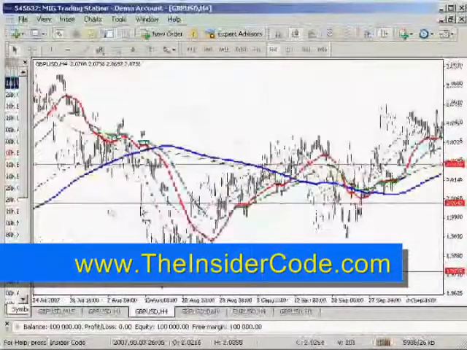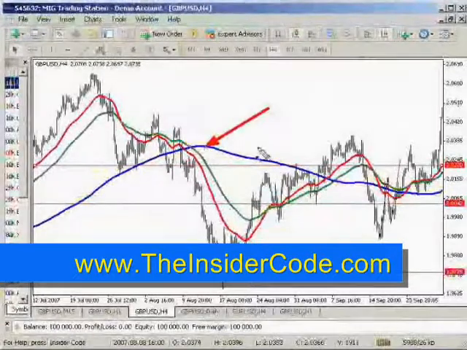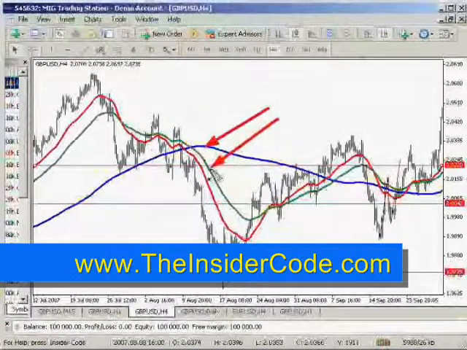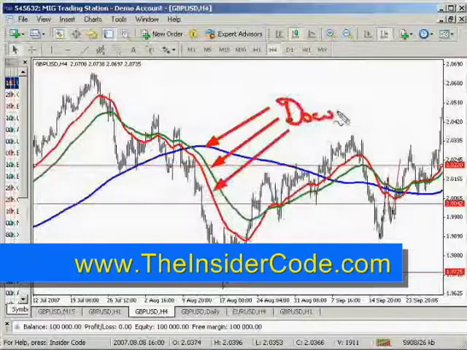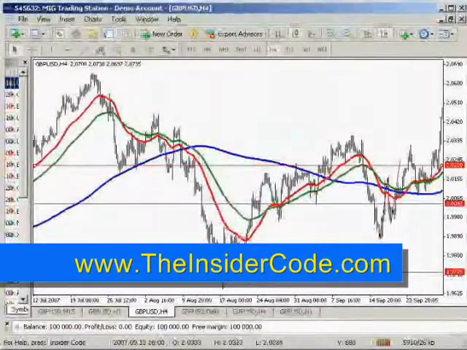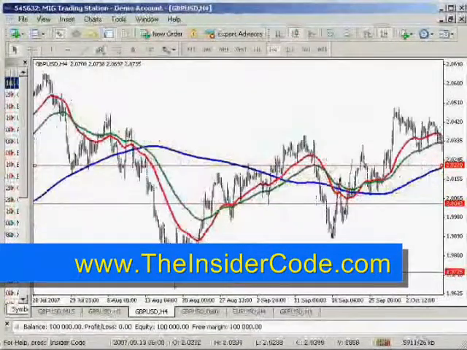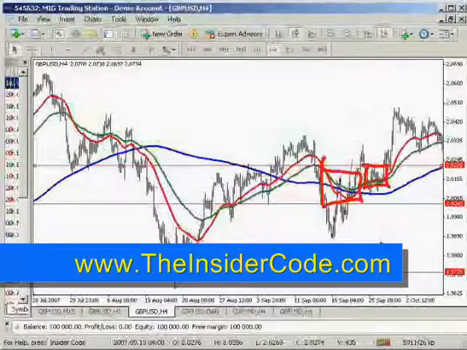As we scroll back in time, you can see here we have the 200 on top of the 64 on top of the 32. This period is a downtrend. Now in the 4-hour bar, it's quite a bit easier to look at and see the weave. In fact, you can see the market weaving here and also right here.